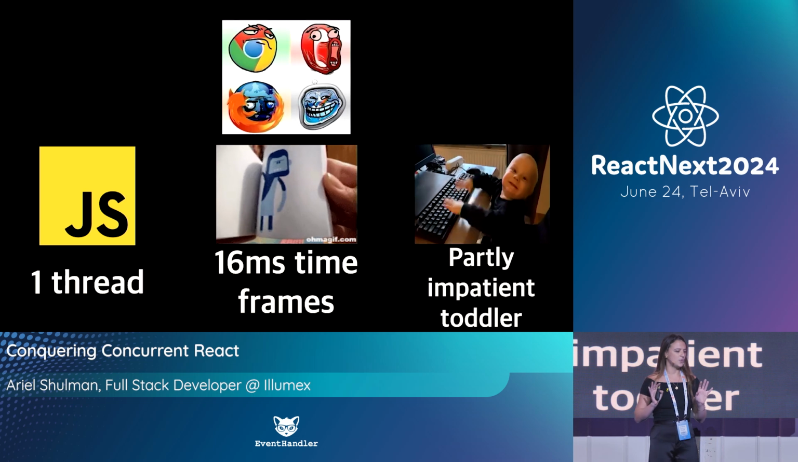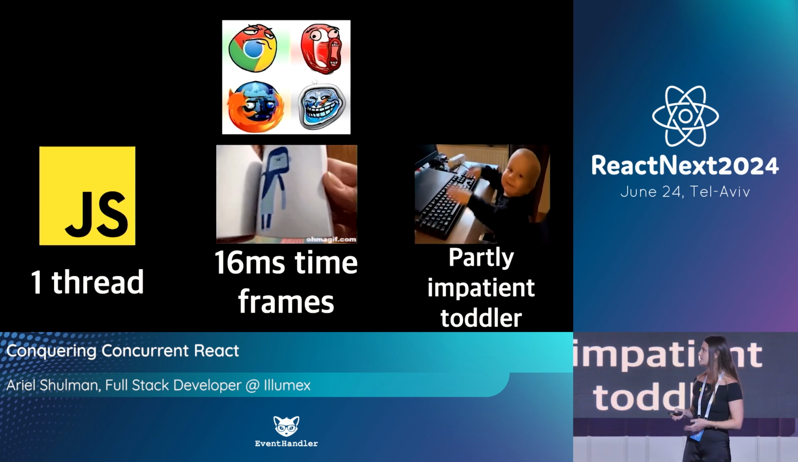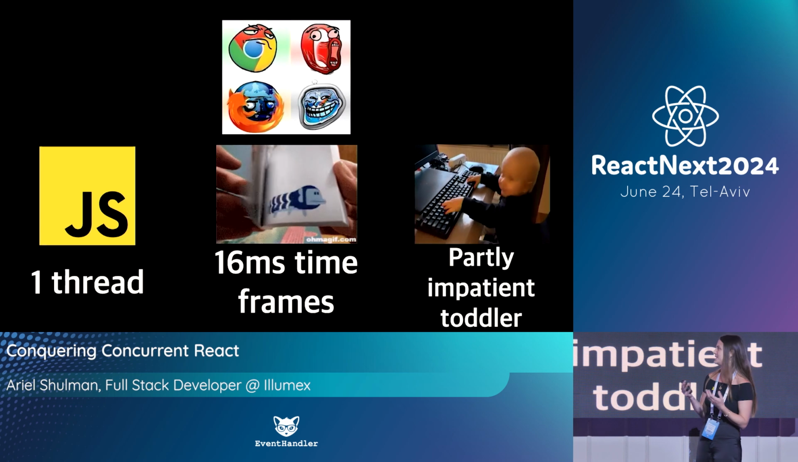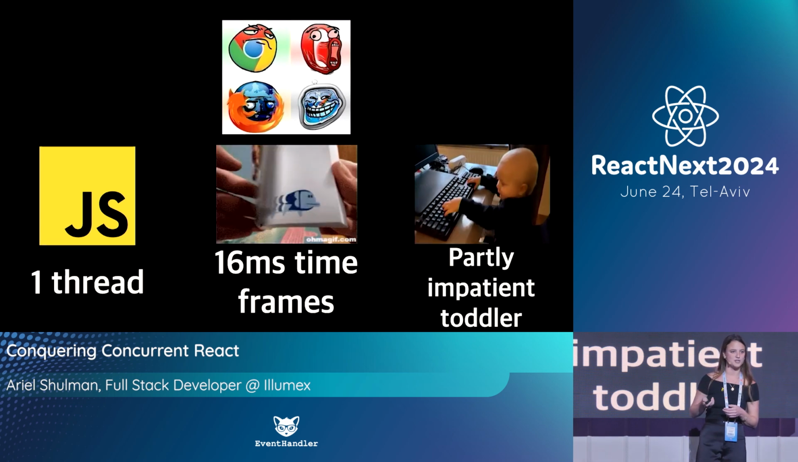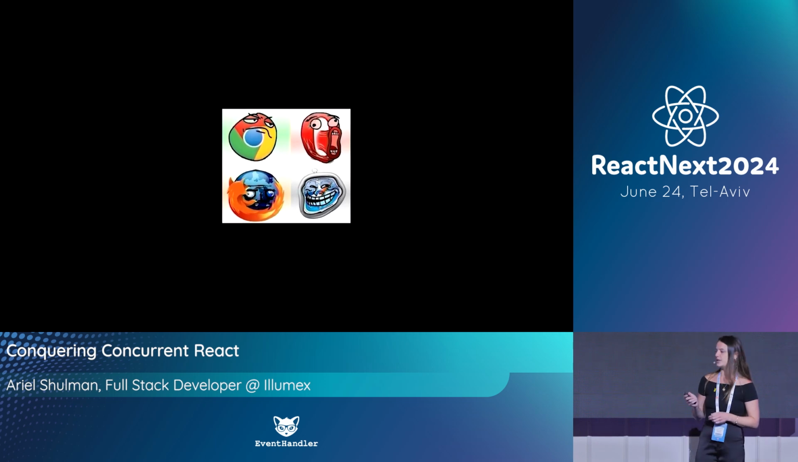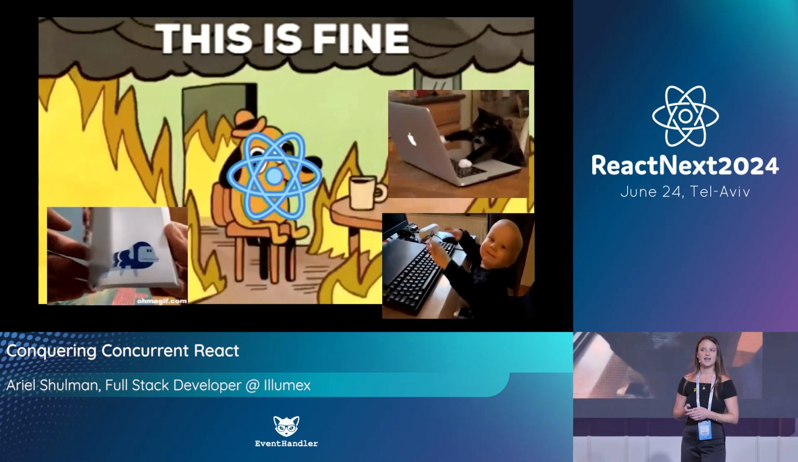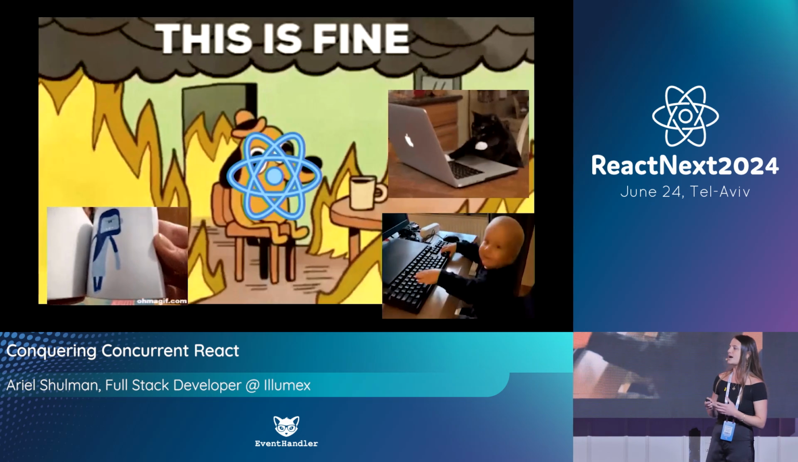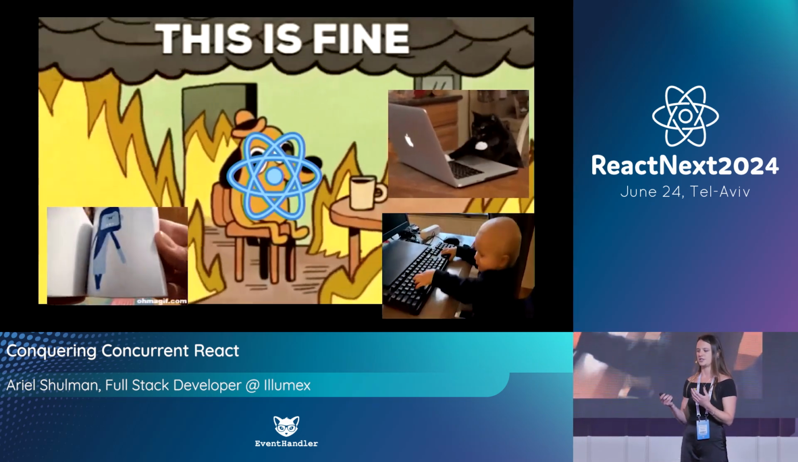To sum it all up, we need concurrency because we only have one thread. We are limited to 16 millisecond time frames for a render, and we are dealing with a partly impatient toddler. So you might be asking yourself, how is React handling all of this? And the answer is that before React 18, well, it wasn't. And React 18, basically all the last versions, have been around changing this.